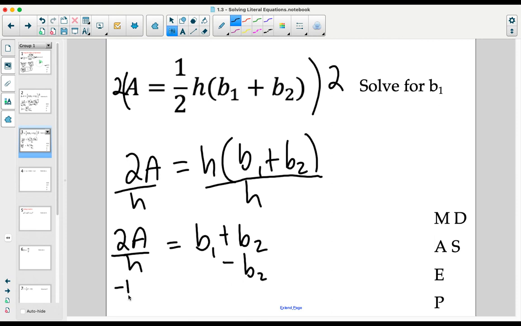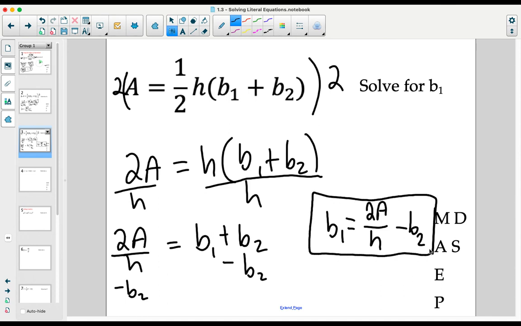And we do that by subtracting b2 from both sides, ending with a final answer of b1 is equal to 2a over h minus b2. And that's our final answer. We're okay with the fact that the first part of this answer has a fraction and the second part is a lone term. If you really wanted to put the two of them together, it would look like this. You would need to give b2 the common denominator in order to put them together and have them subtract into one big fraction, but that's not necessarily something we need to do. If we follow the inverse order of operations, this would be the answer that we would get.